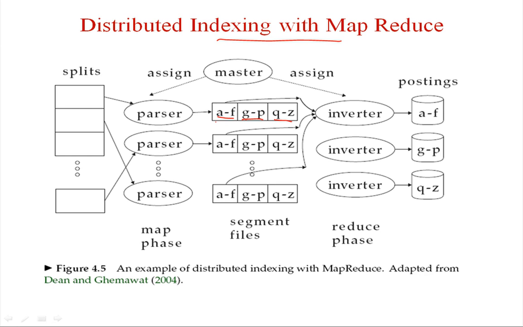So masters, after that, masters or shufflers assign a particular file which starts with A to F to inverter 1, which results in some postings after the reduce phase. So this is an example of distributed indexing with MapReduce.